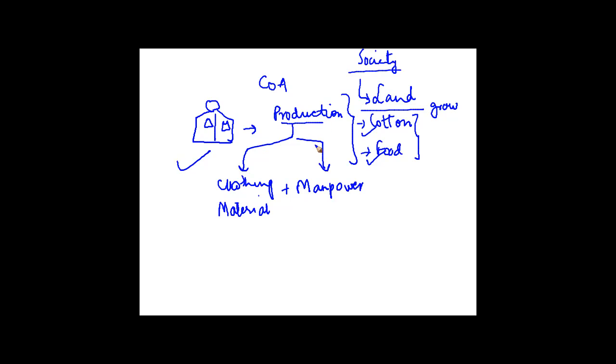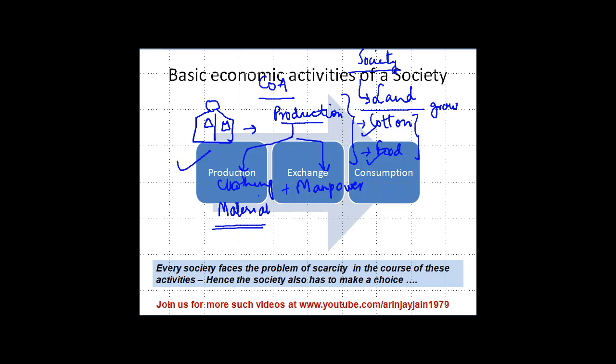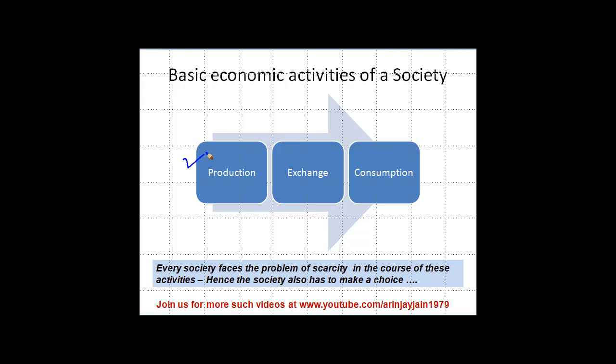So the first thing is there is a production activity, an activity where things are being produced, manufactured. So once this company A makes this material, the production cycle is complete. So production is complete.